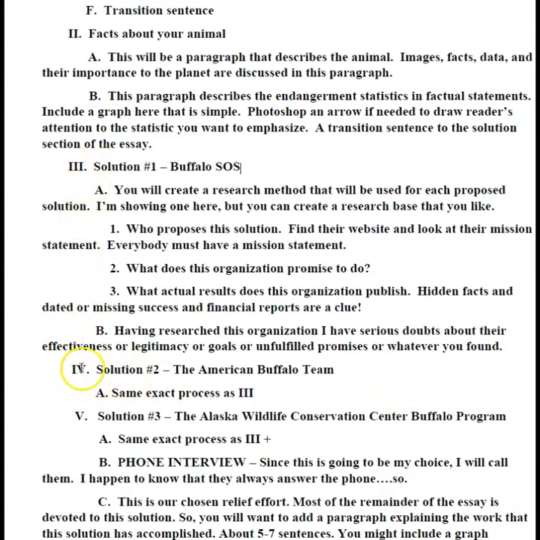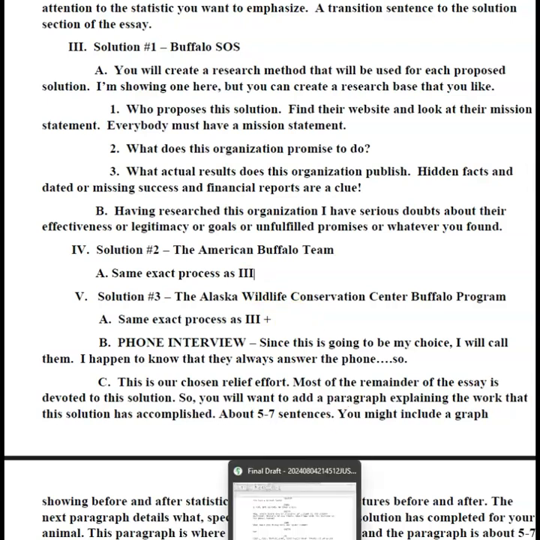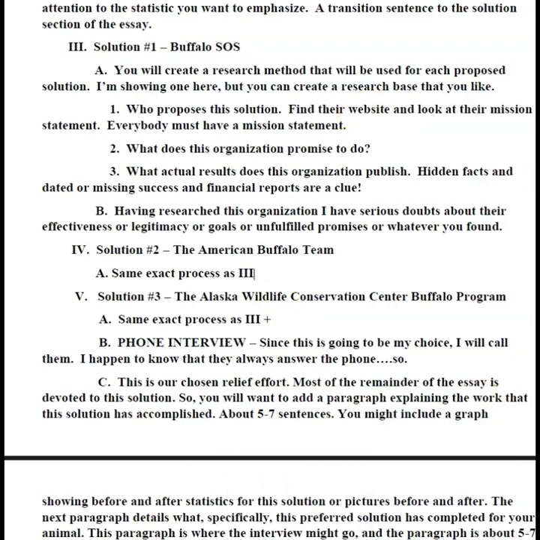Now, the next section, which may be 1 or 2 paragraphs, it depends, is solution number 2. This one either doesn't work, it's debunked, they tried it, it didn't work, or whatever, and you're going to use that same exact research process that you used up here.